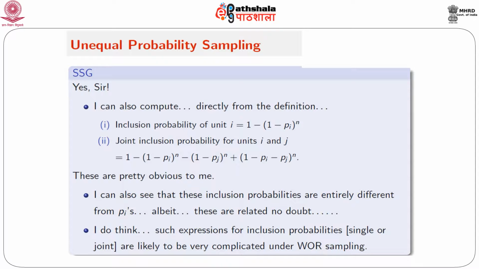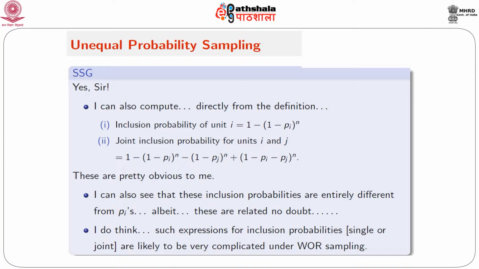The joint inclusion probability for units i and j is 1 minus (1 minus pi) raised to the power n, minus (1 minus pj) raised to the power n, plus (1 minus pi minus pj) raised to the power n. This is a simple probability problem involving inclusion and exclusion of units. Okay, this is not difficult. These are pretty obvious. I can also see that these inclusion probabilities are entirely different from the pi's, albeit these are related, no doubt. I do think such expressions for inclusion probabilities, single or joint, are likely to be very complicated under without replacement sampling.